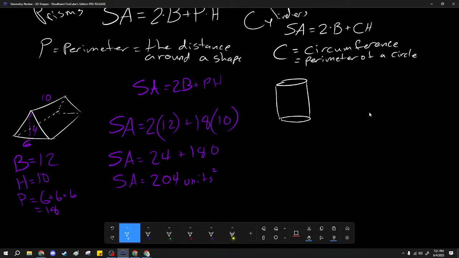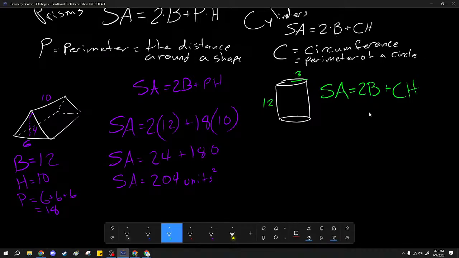There we go. I'll do it in a different color. 12 is our height, and our R is 3. I'm going to use this equation. SA, surface area, is equal to 2 times the area of the base plus the circumference times the height of the figure. Circumference of the base, I should say.